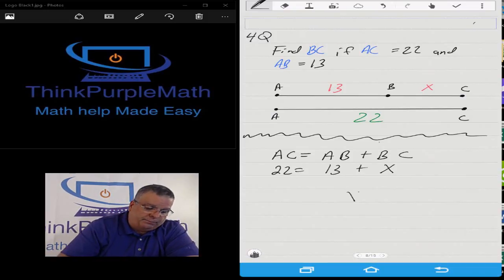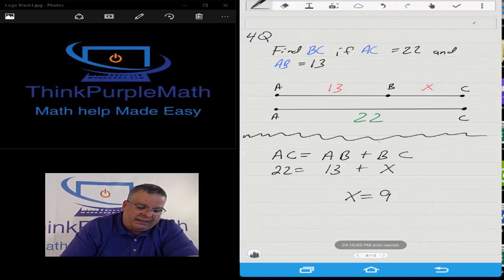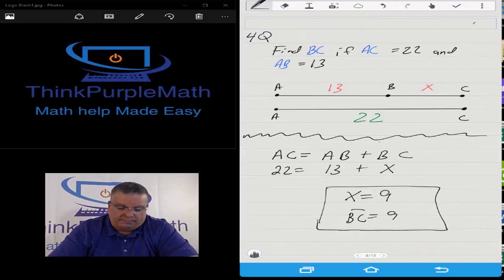Using mental math, we find that X is equal to 9. But more importantly, we want to represent the answer that BC is equal to 9. So X represents the length of BC. And that's using a simple algebraic expression.